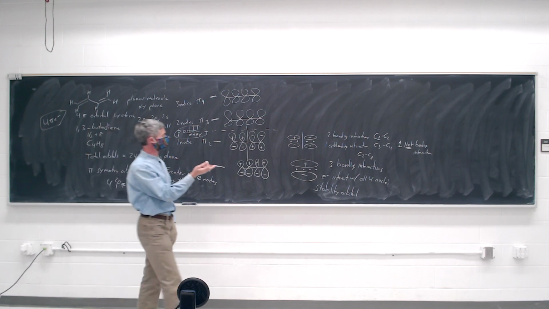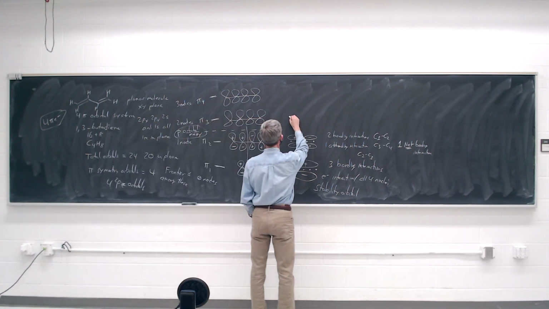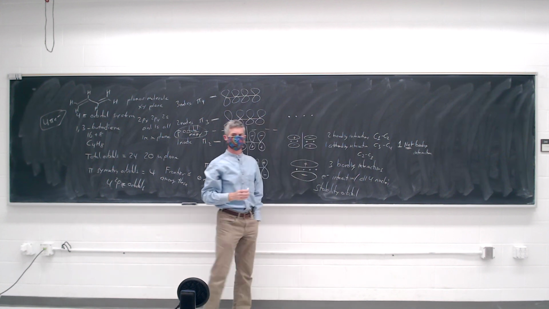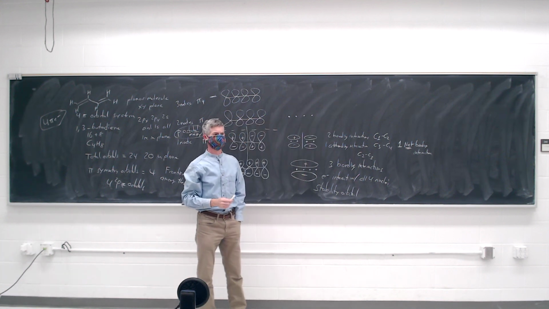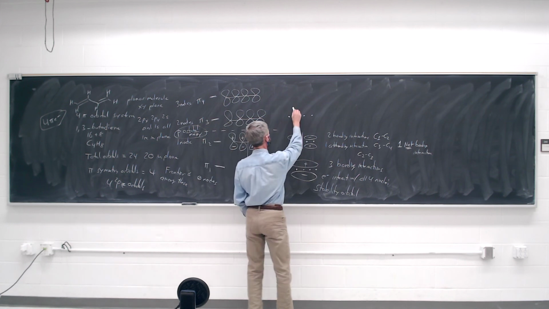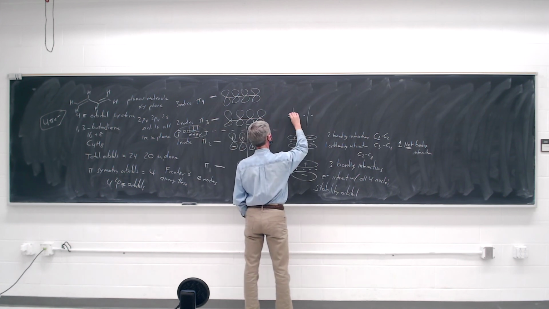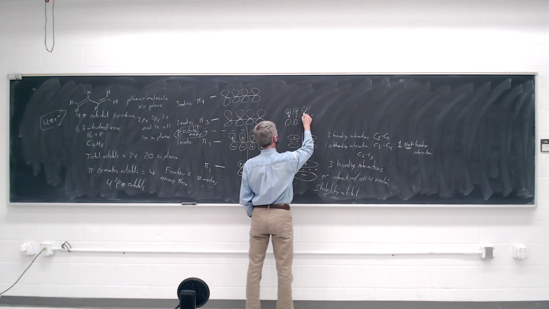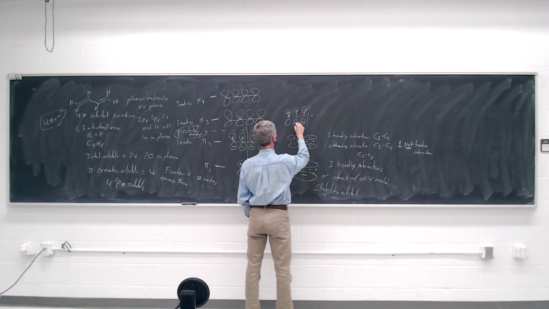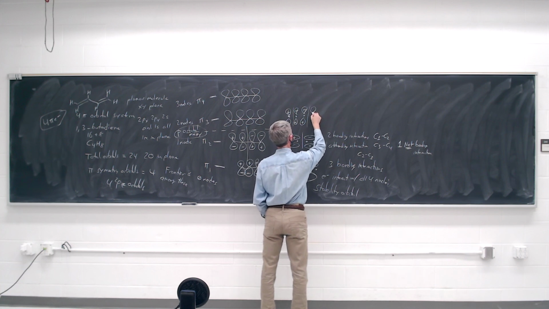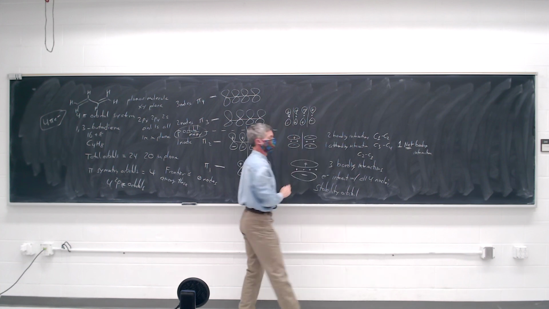So what does pi 3 look like? Where are those nodes? In general, don't put them through nuclei unless you have to. In this case, we don't have to, because we can put them there. So we're going to have p orbitals on the 2nd and 3rd carbon in phase with one another, and out of phase with each other.